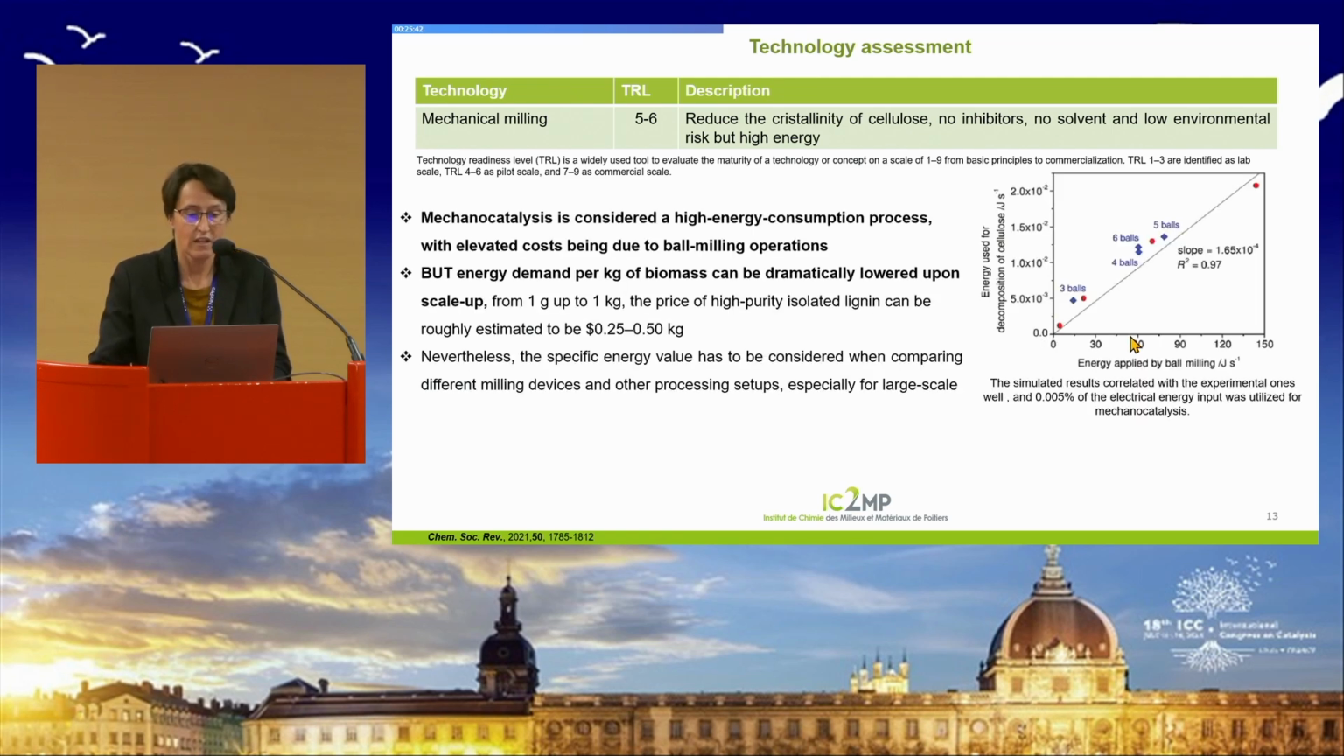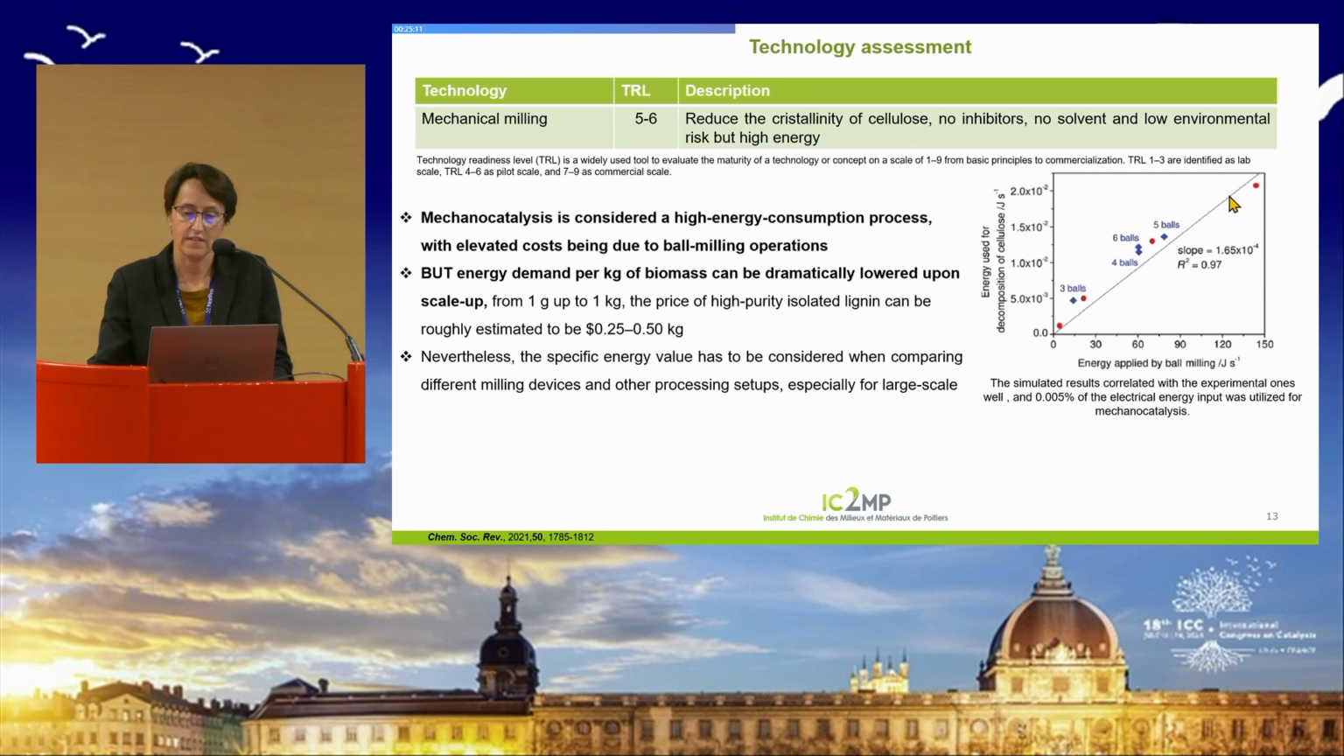Okay. So if we look a little bit at mechanocatalysis, this energy, if we increase the scale up, we can decrease the energy demand. So I think that if we want to work on mechanocatalysis, we have to work on a large scale. And if we compare also the different devices, you will have different energy required depending on the milling device that you will use. And here there was a study where you have the energy used for decomposition of cellulose versus the energy applied by ball milling.